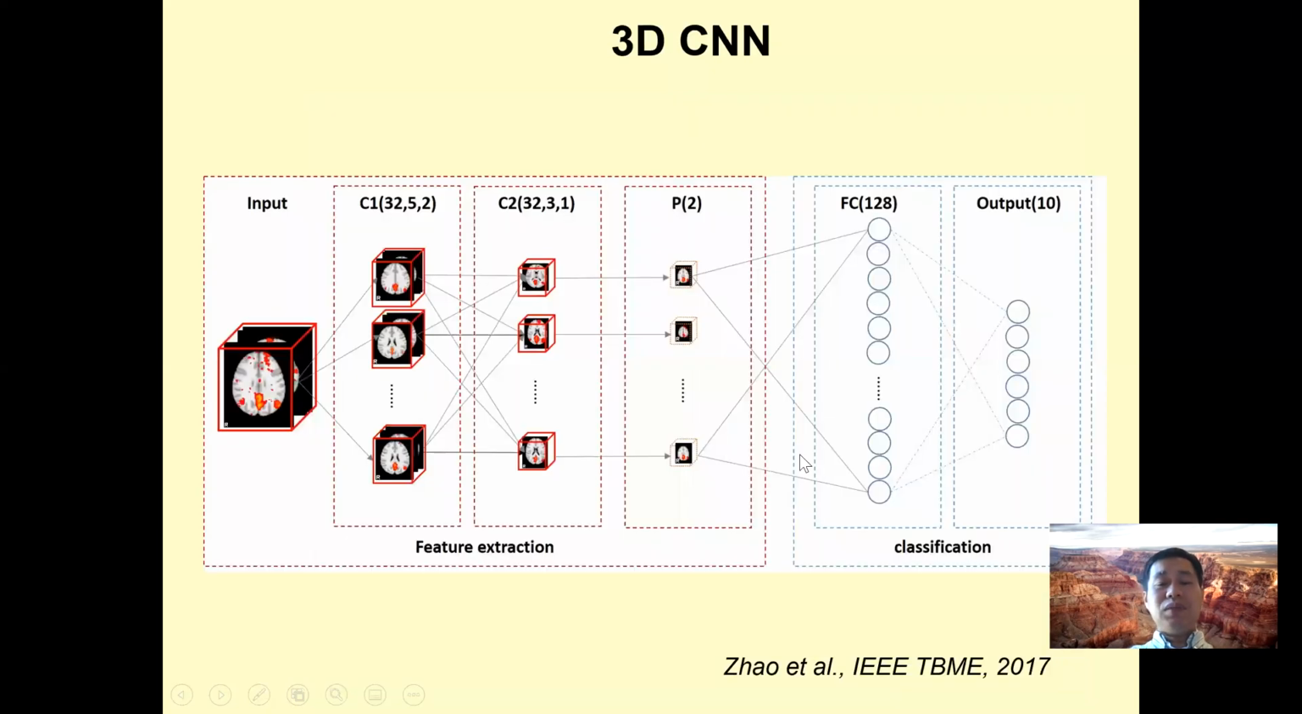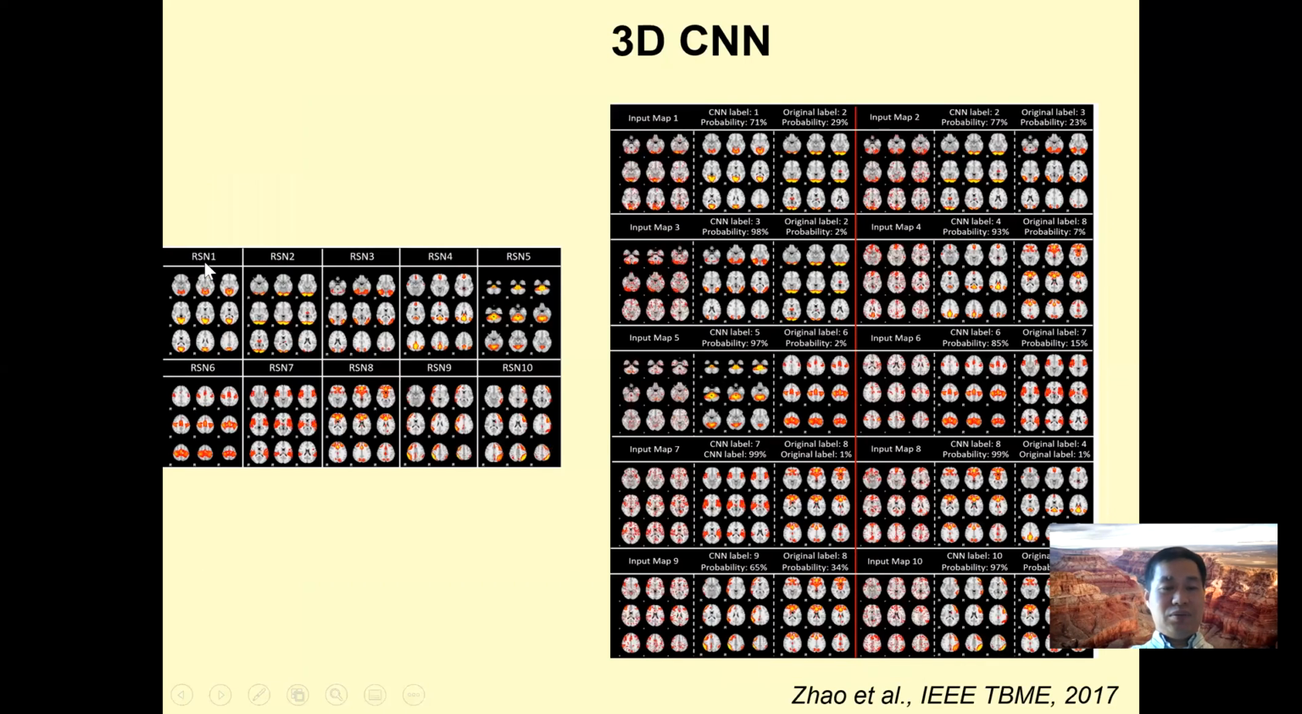To solve this problem, my student Yuzhong and other students in my group designed a 3D CNN architecture to recognize the input brain volume as 10 typical brain networks. At that time, we didn't have sufficient network data, so we started with 10 very typical networks like this. Reference networks 1, 2 through 10.